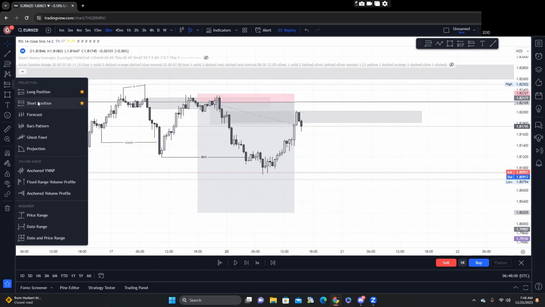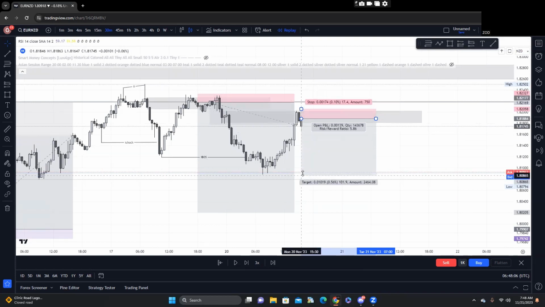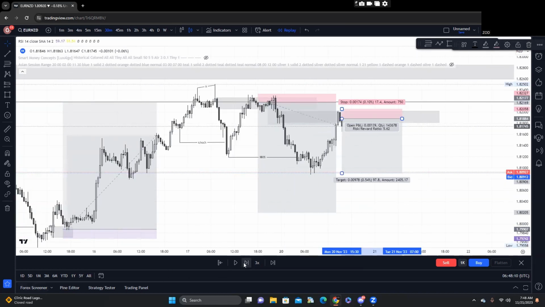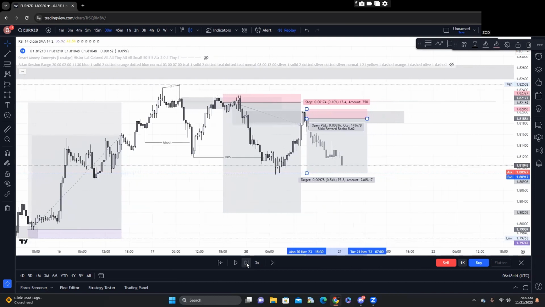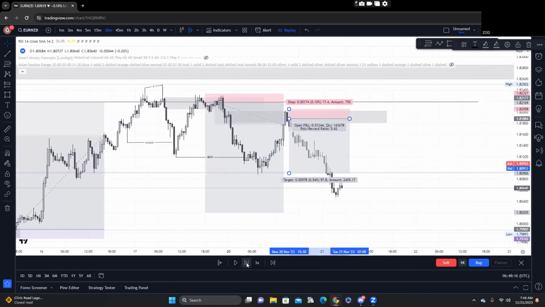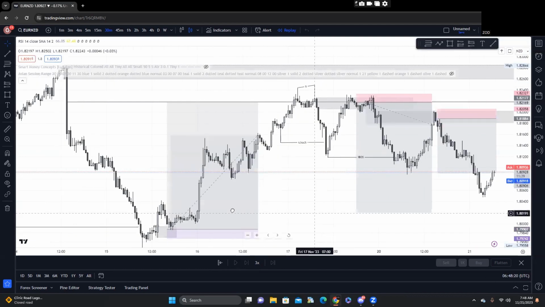This is another entry. So if you are shorting it from here again, your stop loss will be here. Your TP will be this one right here. So that's a first TP right there. And yeah, this is real time now.